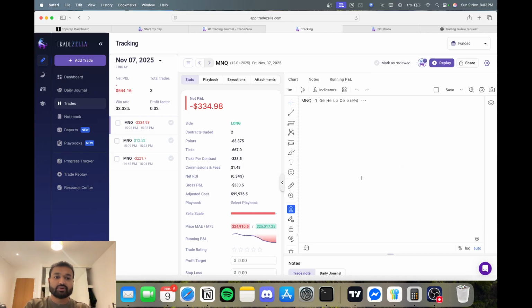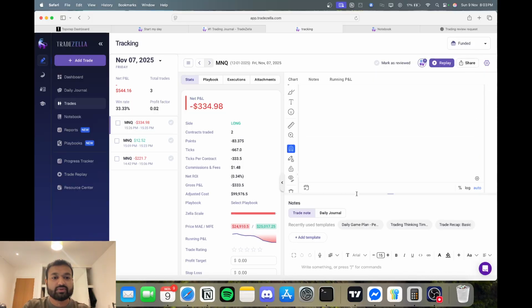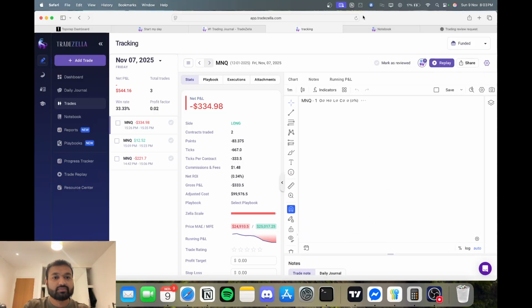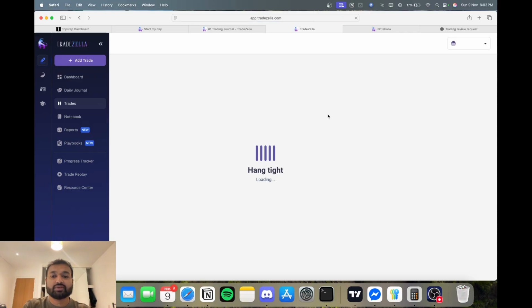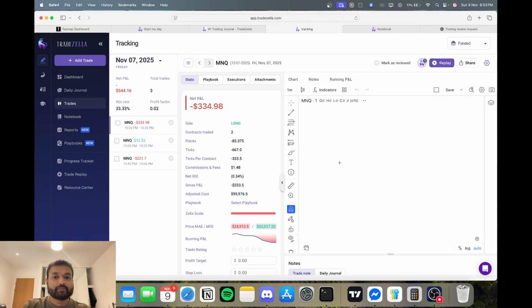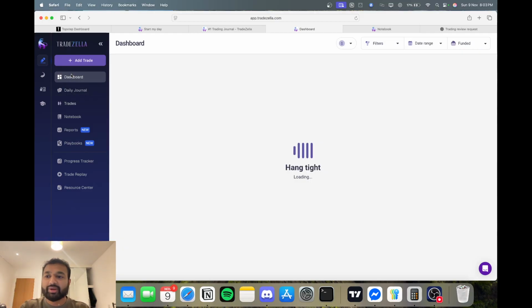Like the first one was 3 trades. This one will even load. Oh, it did load. I'll just show you my plan actually first.